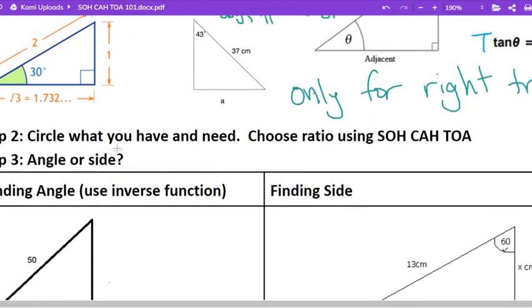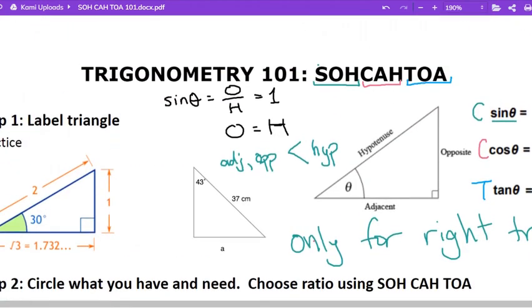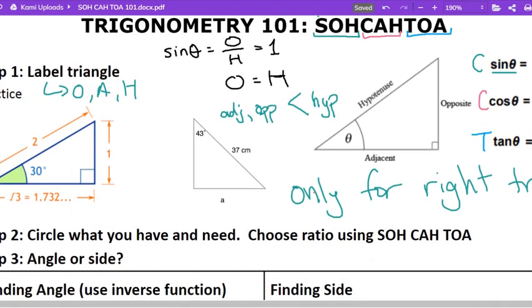So, first step always is to label the triangle. And what we're labeling the triangle with is opposite, adjacent, hypotenuse. In order to do this, we need to know which angle we're talking about. So let's say we have this first triangle where the angle is marked for us as 30 degrees. Put an H next to the hypotenuse. So the longest side gets an H.